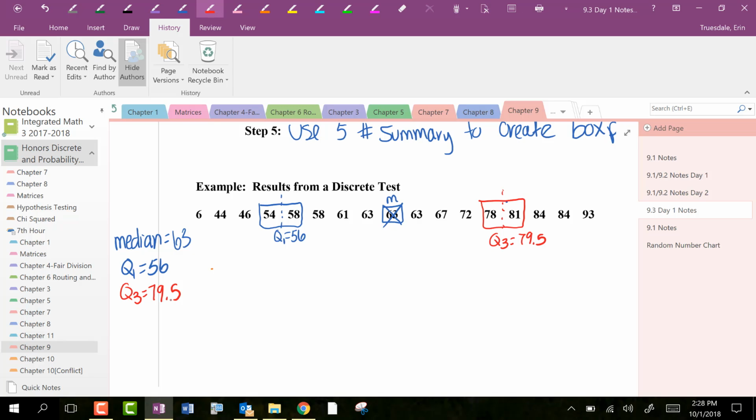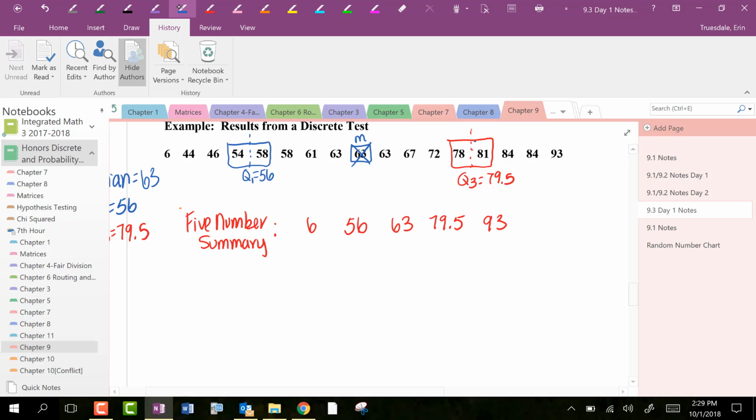Step 4, write the 5-number summary. So we start with the min. What's the lowest number we have? 6. Then it goes to Q1, so 56. Then the median, 63. Then Q3, 79.5. And then the max, 93. Okay, so again: min, Q1, median, Q3, max. Questions on how you get your 5-number summary?